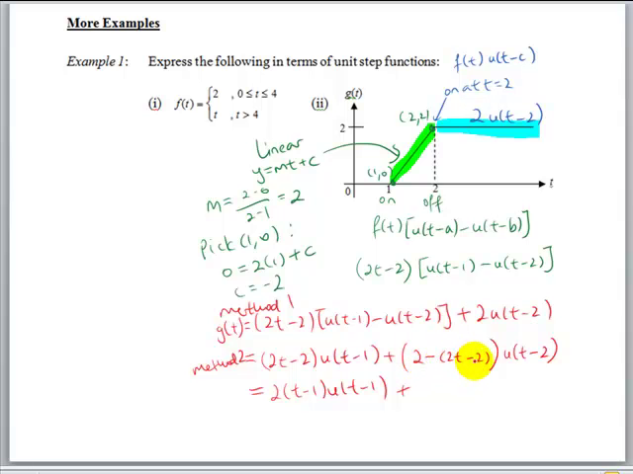2 minus 2t plus 2 becomes 4 minus 2t. So take out negative 2, now u of t minus 2. See, negative 2t plus 4 is what I have. So I'm done.